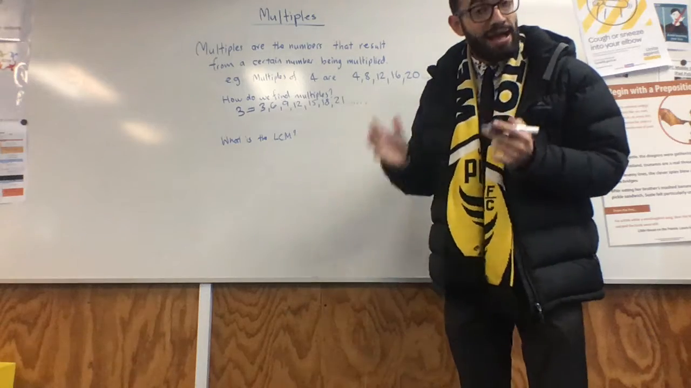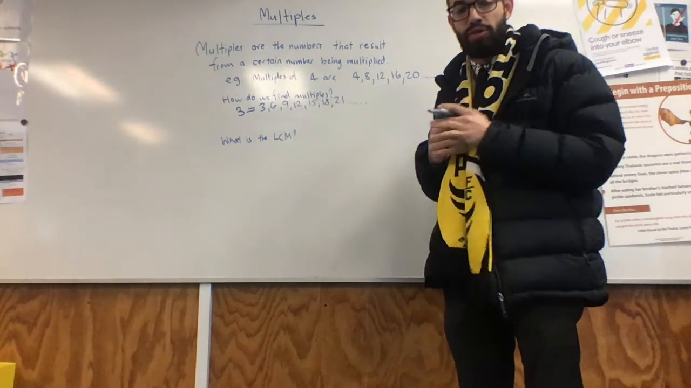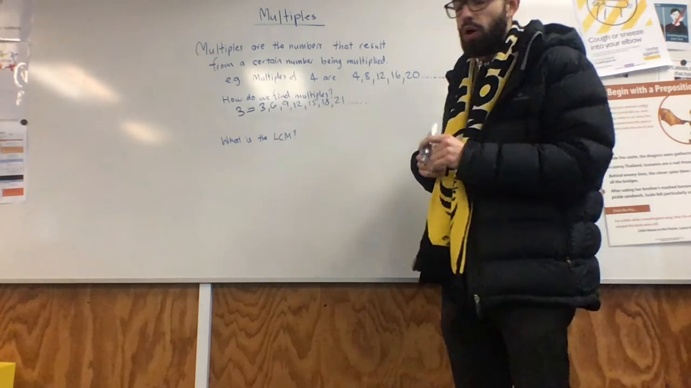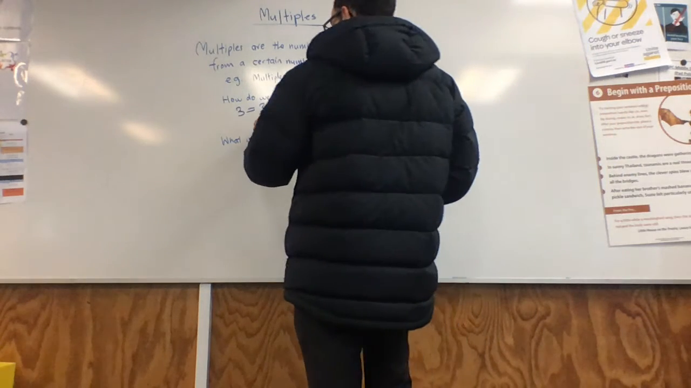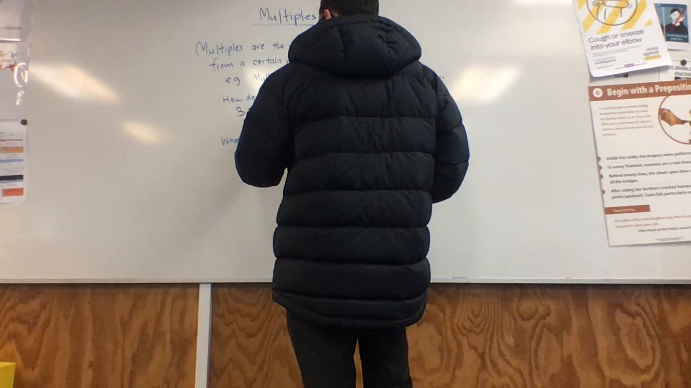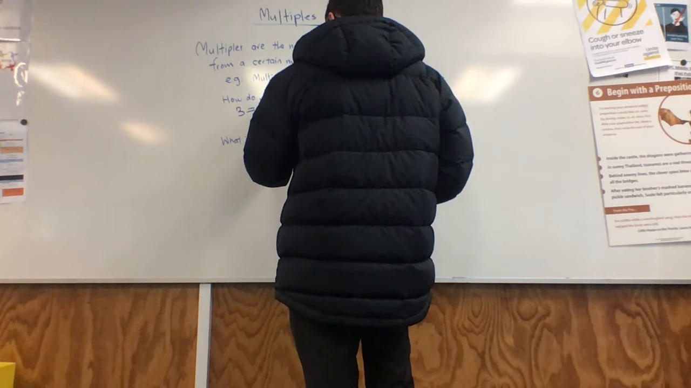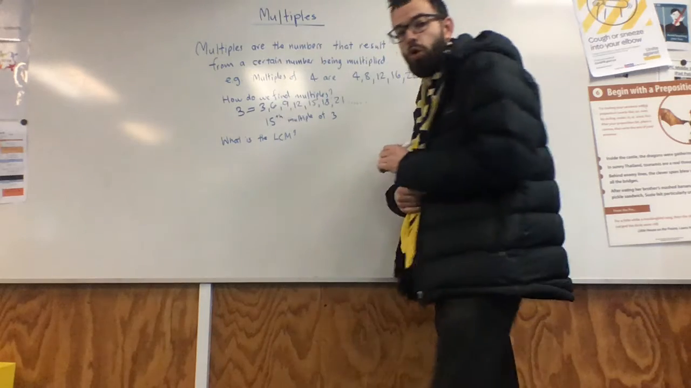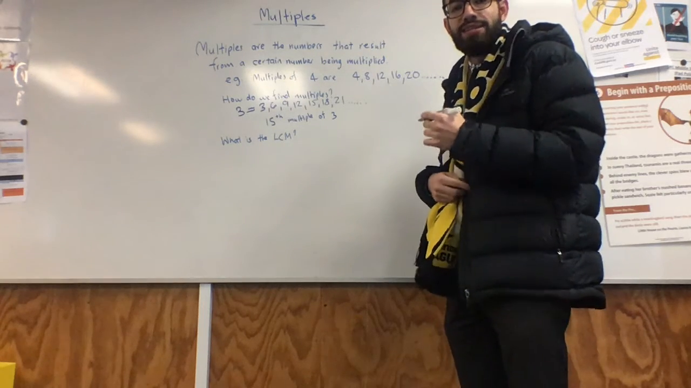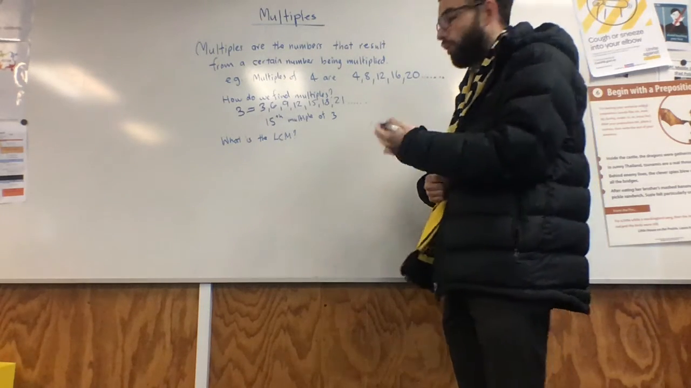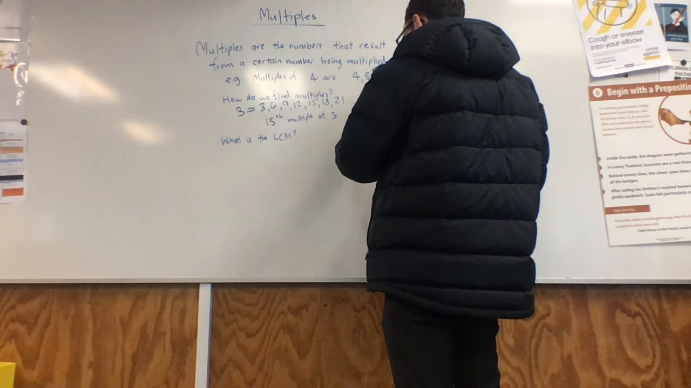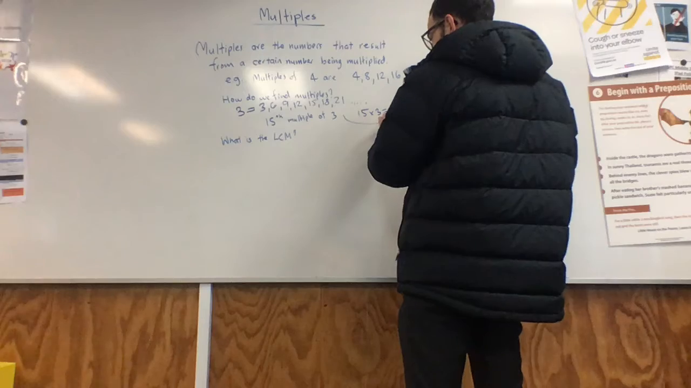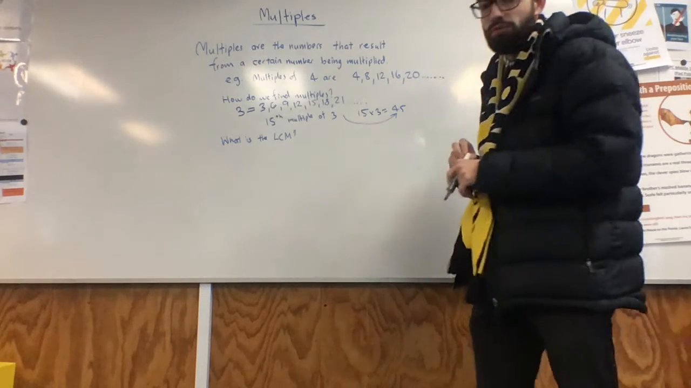What sometimes we may be asked, however, and this is where it takes a little bit more thinking, is for the numbered multiple. They might say, I want the 15th multiple of 3. All that's saying is what is the 15th multiple, or what is 15 times 3? So 15 times 3 is 45. So the 15th multiple of 3 is 45.